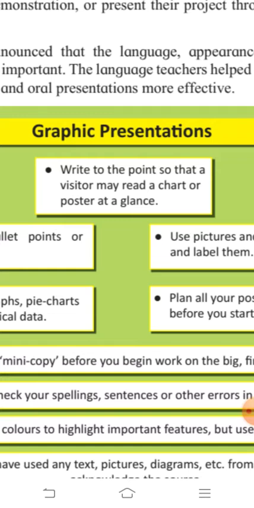So write to the point so that the visitor may read a chart or a poster at a glance. At a glance means within a quick look. Glance means a quick look. Okay, so when they see this at a glance, they should be able to understand what your project is about. So this is the first thing.